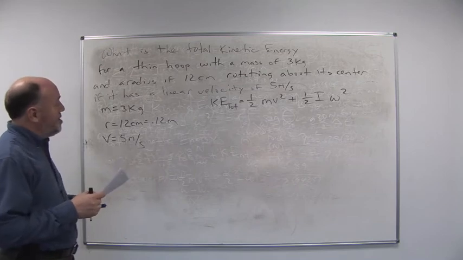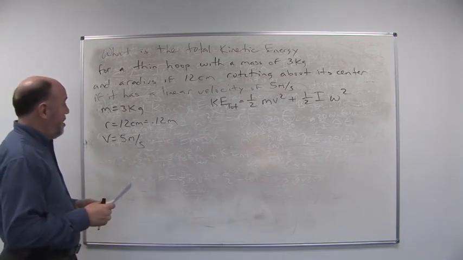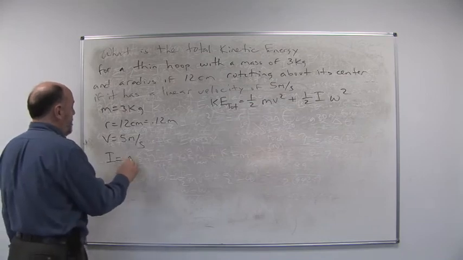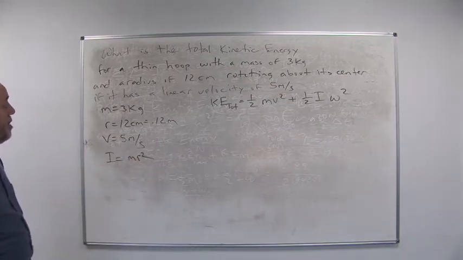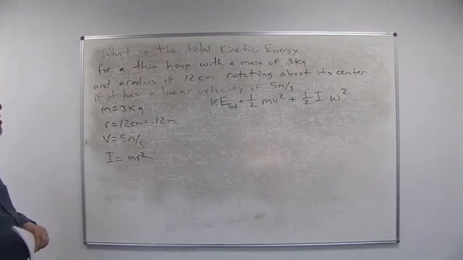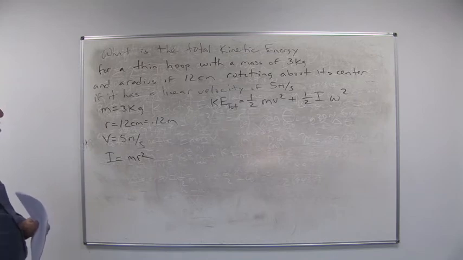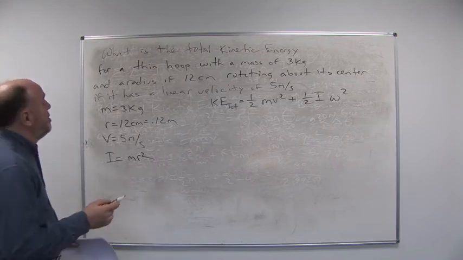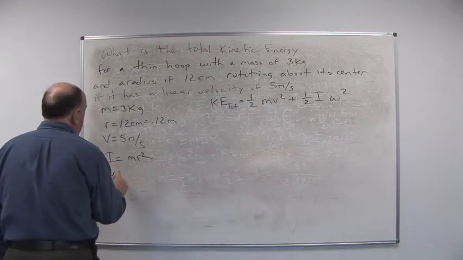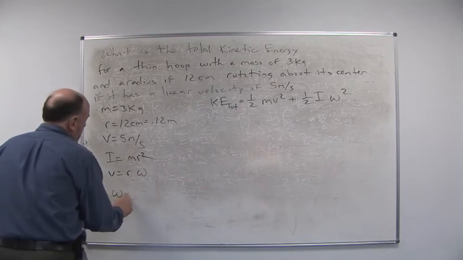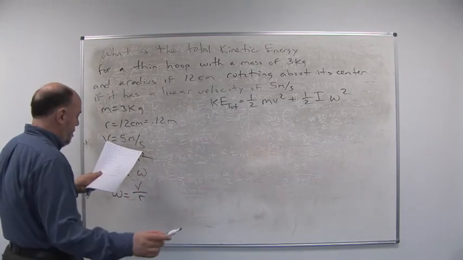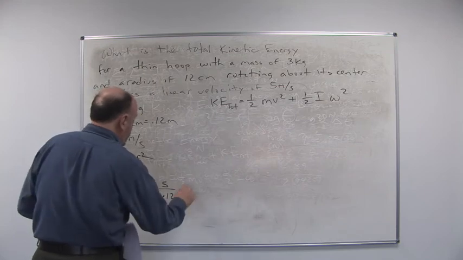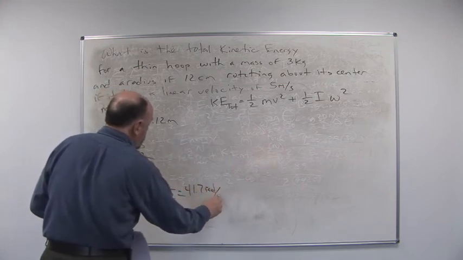So first off, I. I is again in the table, and you'll find it in the notes, also it's in the book. But I for a hoop is given by mr squared. And then, from the equation we saw earlier, given that we know the velocity and we know the radius, we can find the angular velocity. So we have this equation earlier, that v was equal to r times angular velocity. So the angular velocity is given by v divided by r. And so this would be 5 divided by 0.12, and we get 41.7 radians per second.